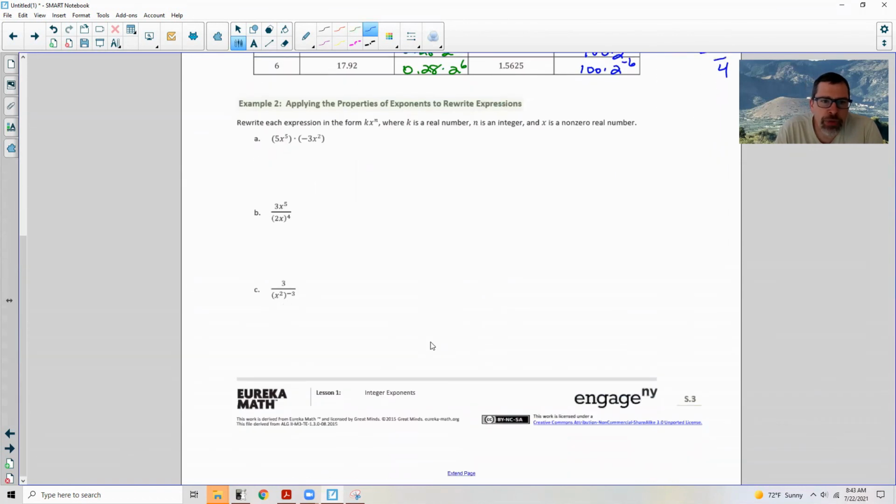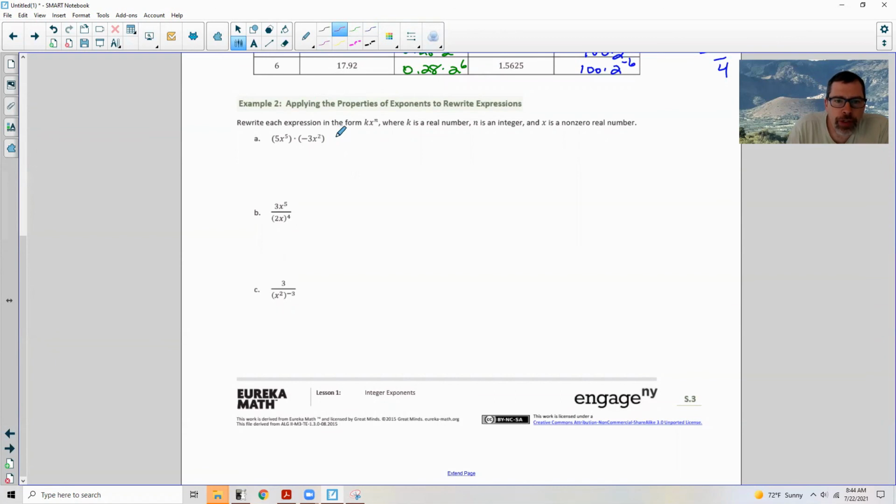Okay, example 2 says, applying the properties of exponents to rewrite expressions. Rewrite each expression in the form k times x to the n, where k is a real number, n is an integer, and x is a non-zero real number. Okay, there are a couple of different ways we can do this.